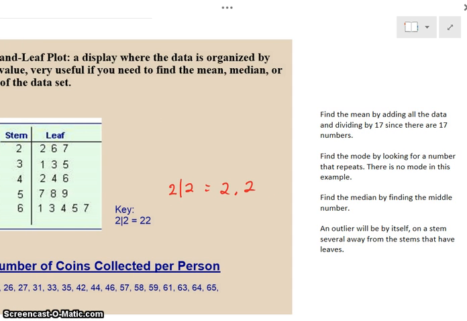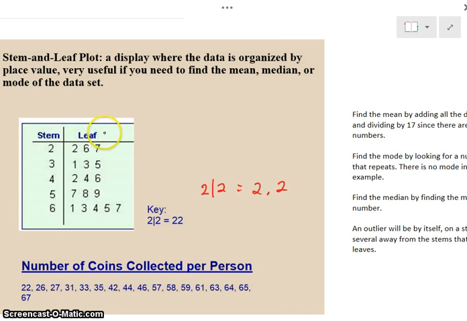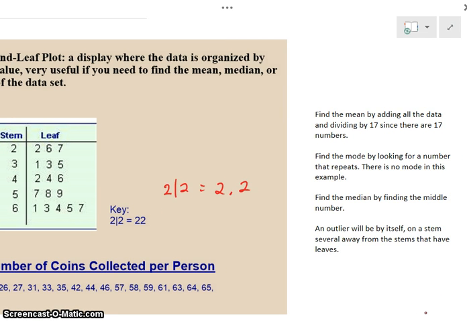So you find the mean by adding all the data and dividing by 17, since there are 17 numbers. And you should be able to look at the stem and leaf plot and come up with the numbers that are in the stem and leaf plot in order to find your mean. Then you're going to find the mode by looking for a number that repeats. In this case, there are no modes. And you can have more than one mode. Keep that in mind.